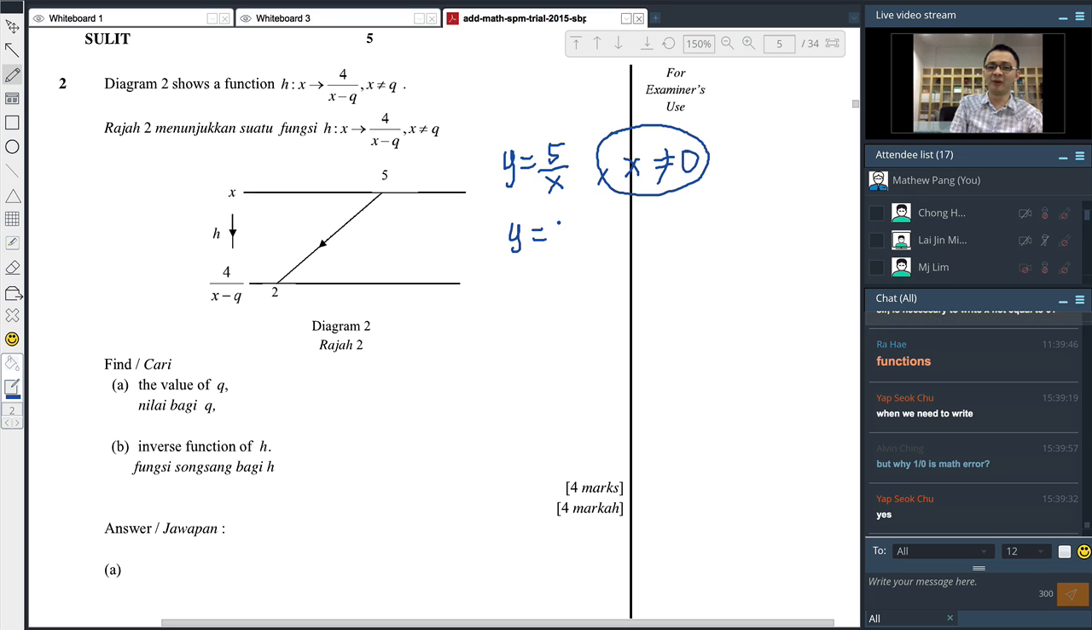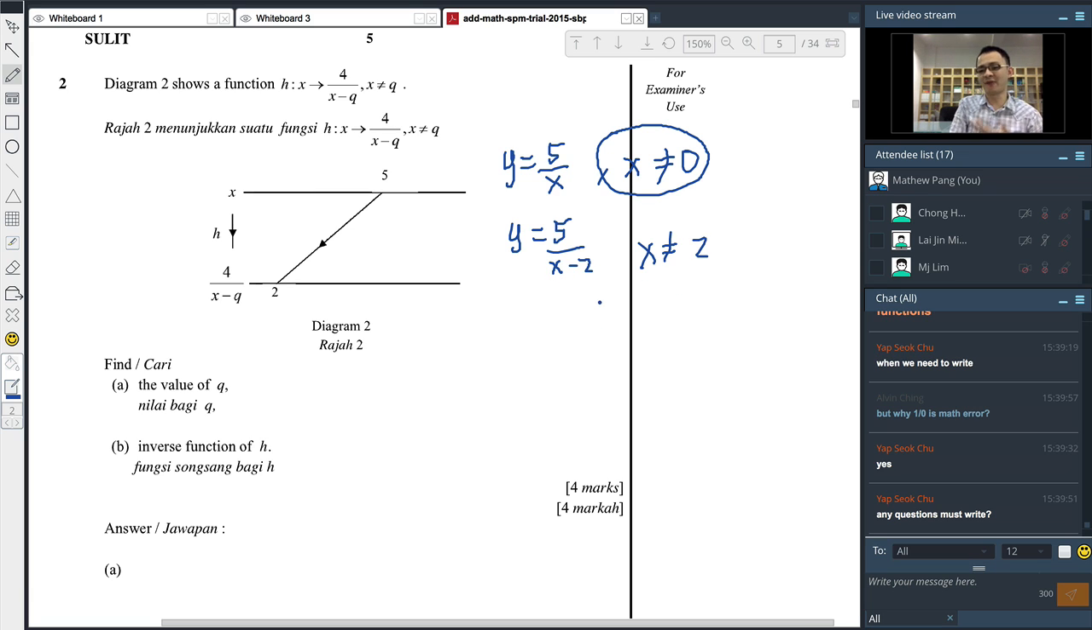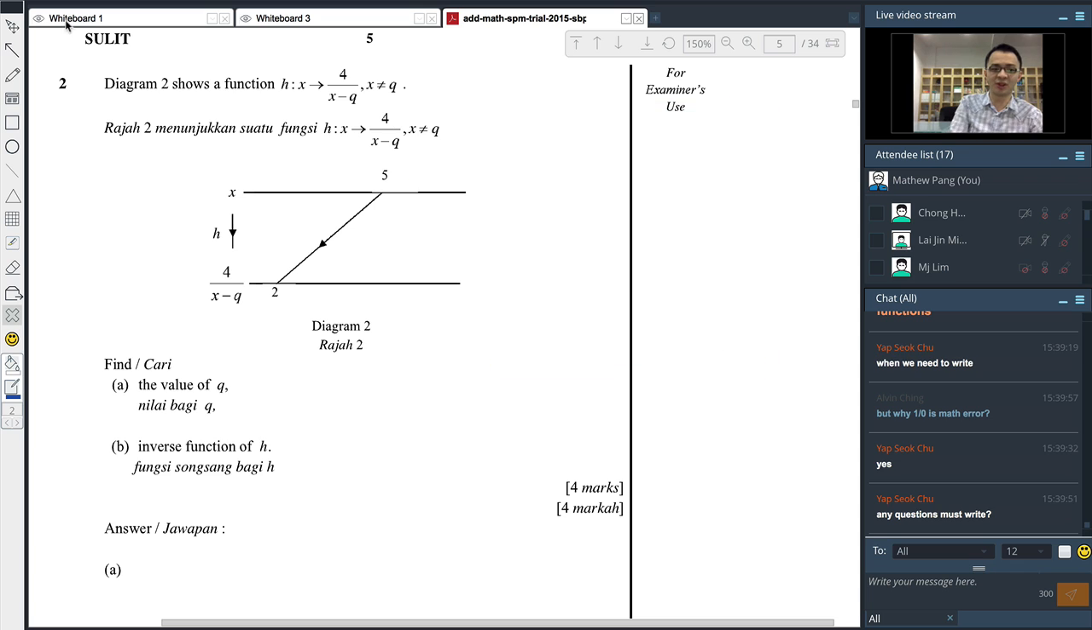So for example, y equals to 5 over x minus 2. That's why I know x cannot be equal to 2, because if x equals to 2, 2 minus 2 you get 0, 5 divided by 0, you get math error. Yeah, this is just some example lah. So it's very easy to write this one, but I don't think they will minus your mark if you don't do something like this lah. But okay, let me go to this question.